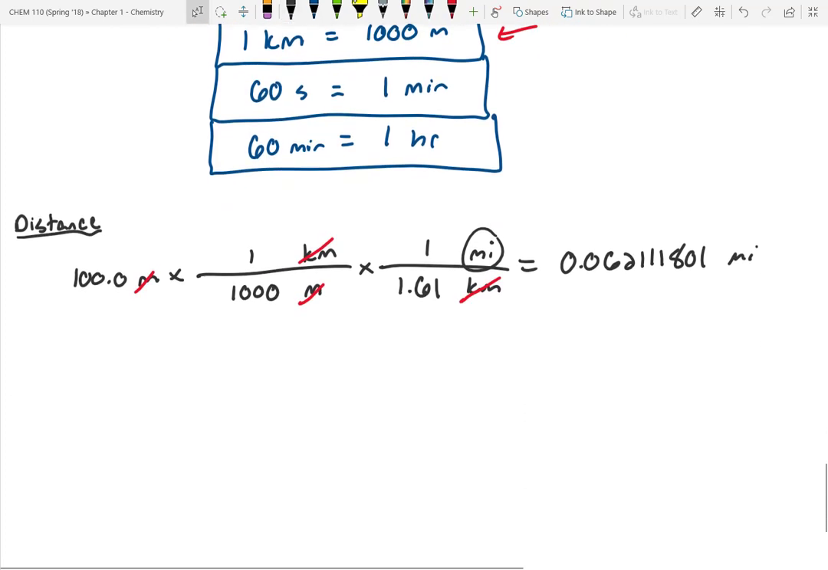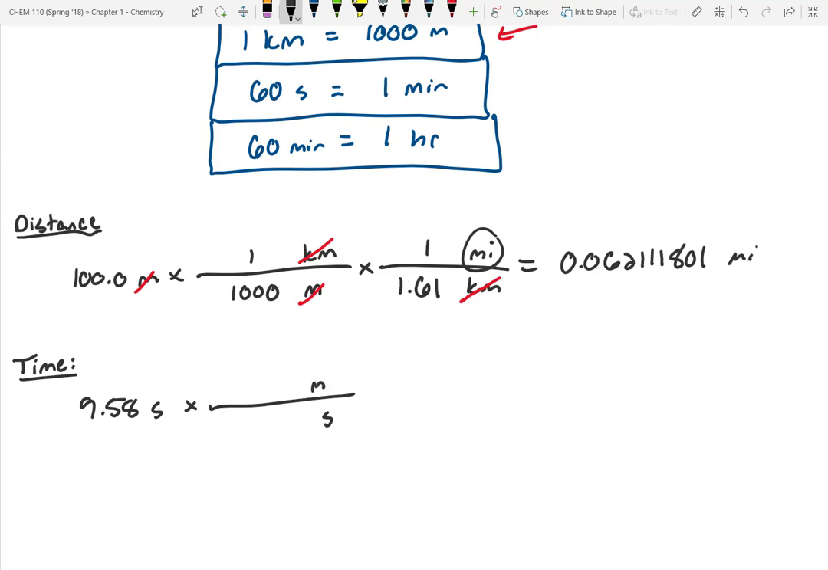All right, now we'll do time down here. And we know he did his world record run in 9.58 seconds. And we know over here that we can convert away from seconds. And the best option that we have is 60 seconds per 1 minute. So I'll put seconds on the bottom, minute on the top. We know there's 60 seconds for every 1 minute. That's good because now we've canceled out seconds and they're gone.